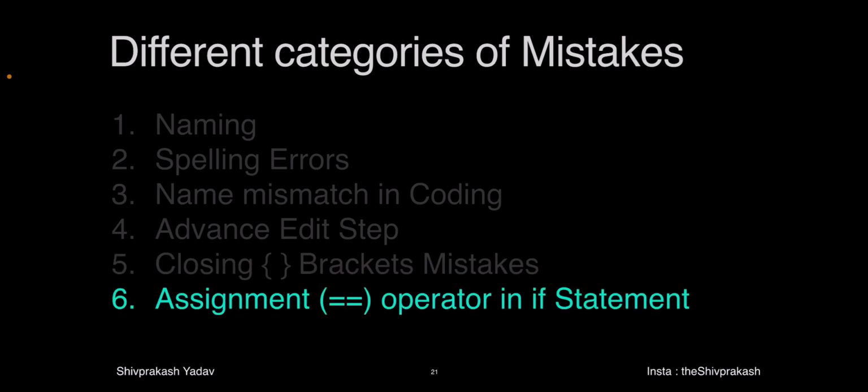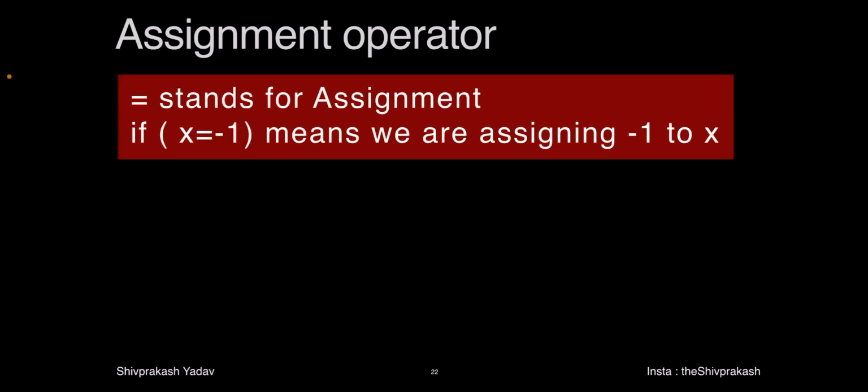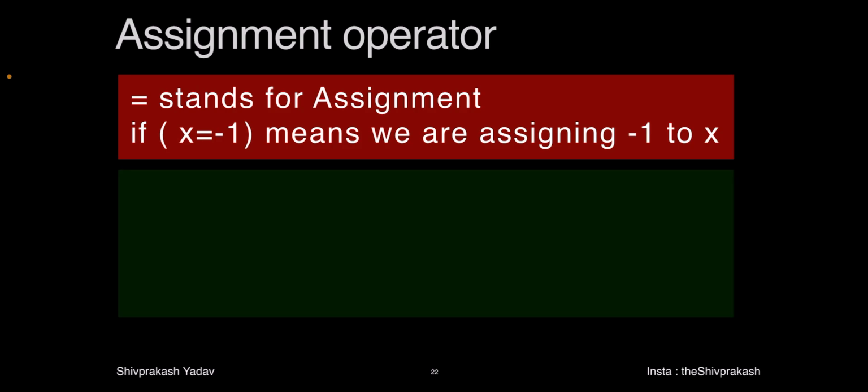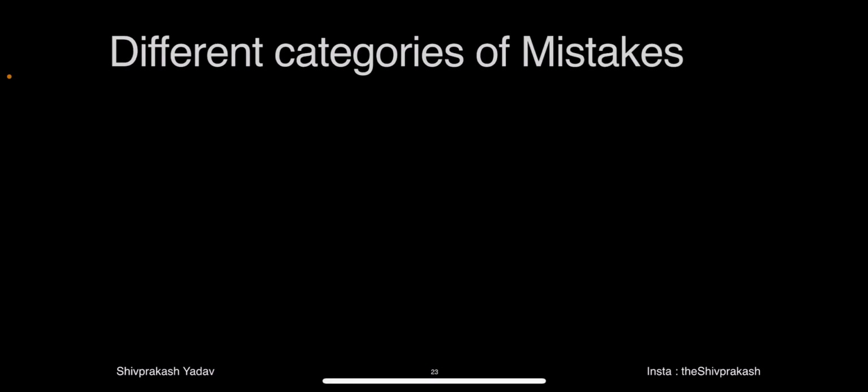Then at the end we have the assignment operator in if statement mistake. So what is happening here is equal to stands for assignment. If x equal to -1 means we are assigning -1 to x, okay. So the meaning of the operator is different. So one single equal to sign stands for assignment, whereas double equal to sign stands for equality, okay, as we will see ahead. If x double equal to -1 means we are checking whether the value of x is equal to -1. So don't use equal to sign in if statement when we are checking a condition, okay. There we will need the help of equality operator, that is two equal to signs.